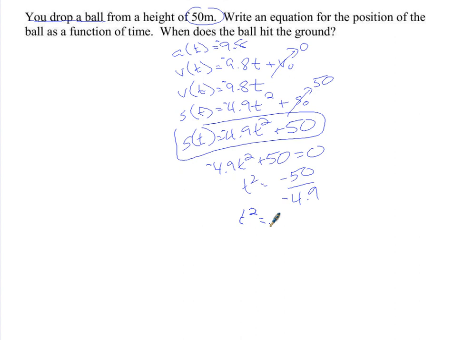We're using a calculator, so it doesn't really matter what order you do it. 10.2? Okay, and then you square root both sides. So t equals plus or minus 3 point, give me 2 decimal places. 19. And obviously we can't have a negative time, so we discard that negative sign. T equals 3.19 seconds would be your answer.